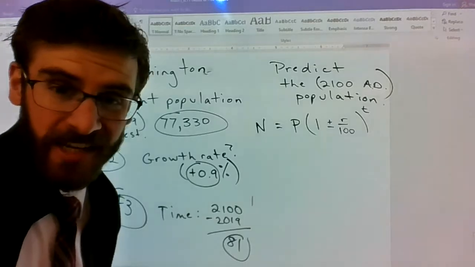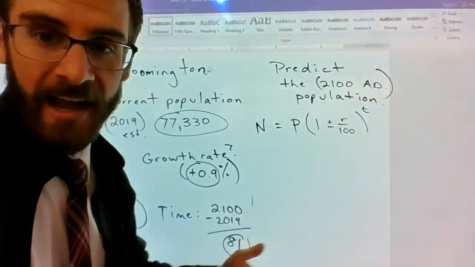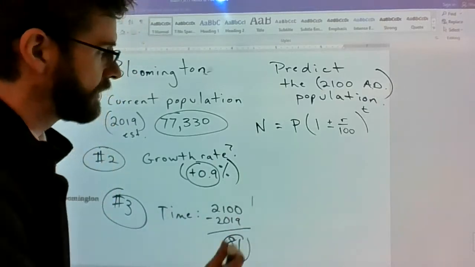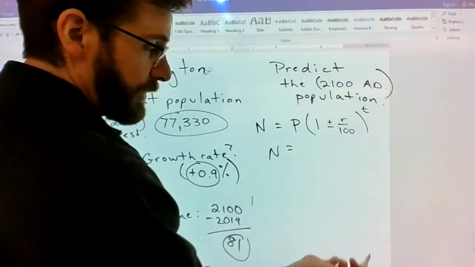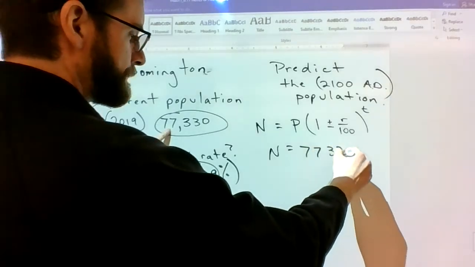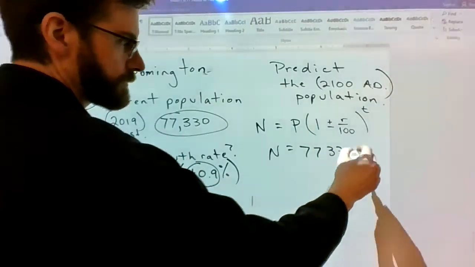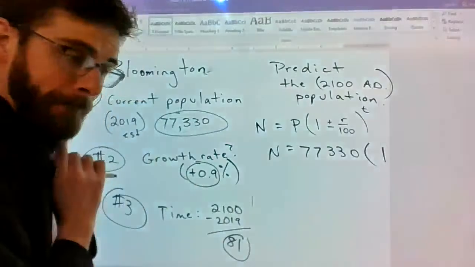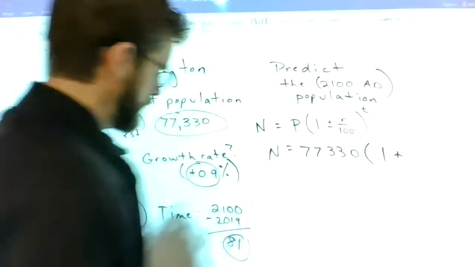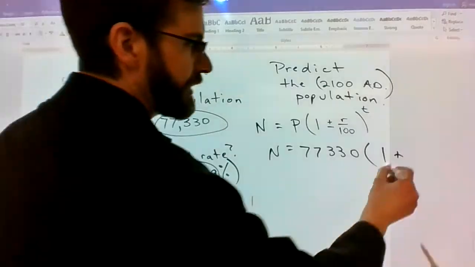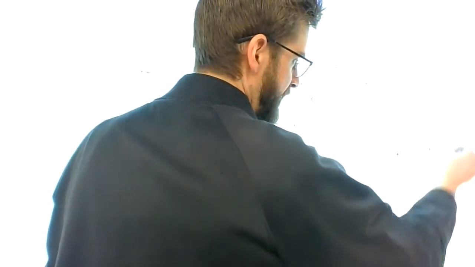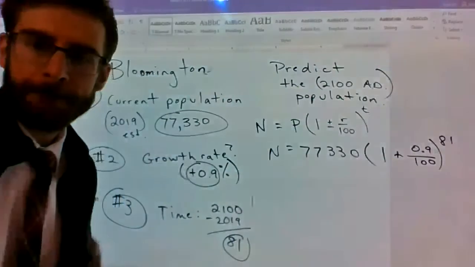Those three numbers are going into this formula, and they will give you the predicted population for Bloomington in 2100, 81 years from now. So 77,330 times 1, not minus, plus because it is growing, 0.9 divided by 100. And we're taking that to the 81st power.